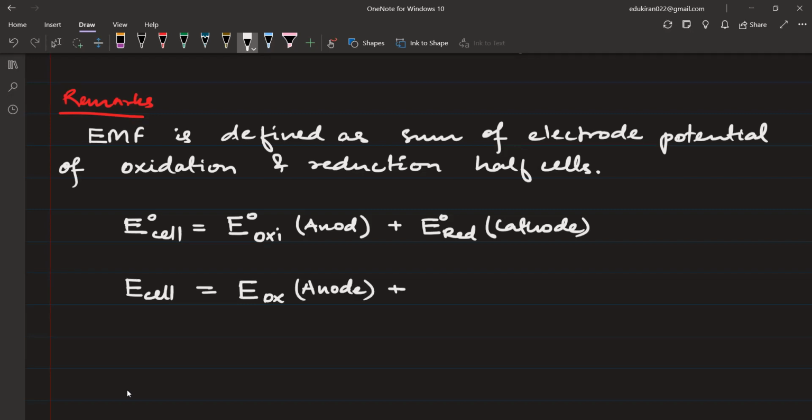The naught sign, I hope you have written about the naught sign also. E naught is what? It is the standard electrode potential. Okay, E naught is the standard electrode potential.